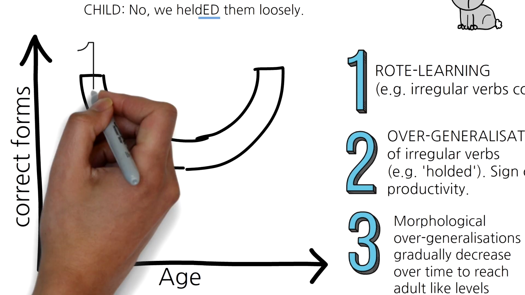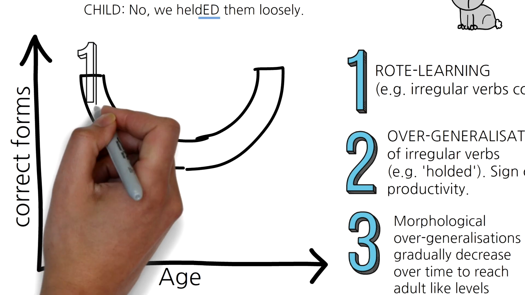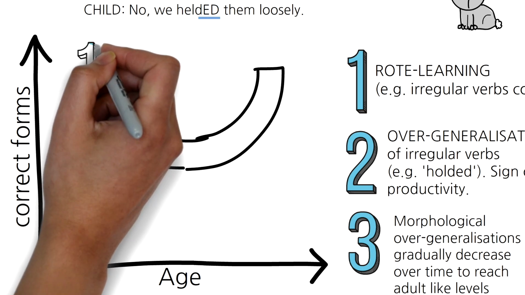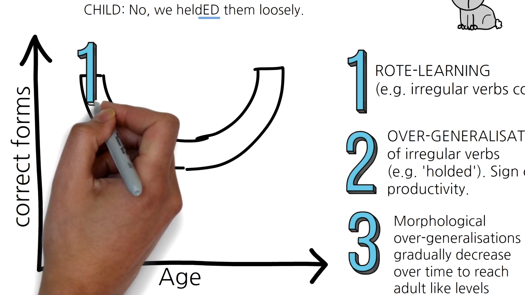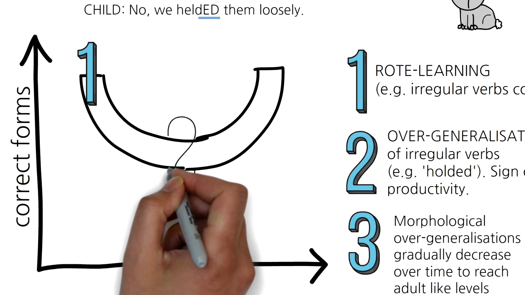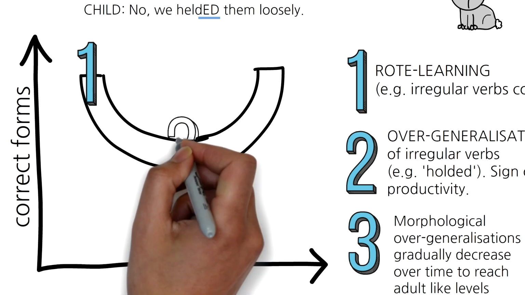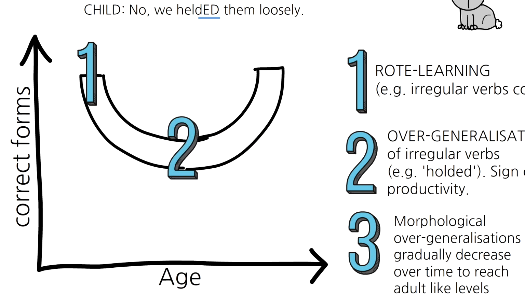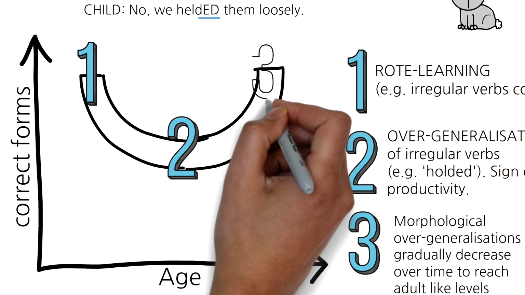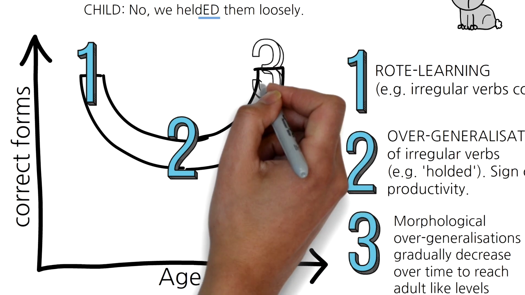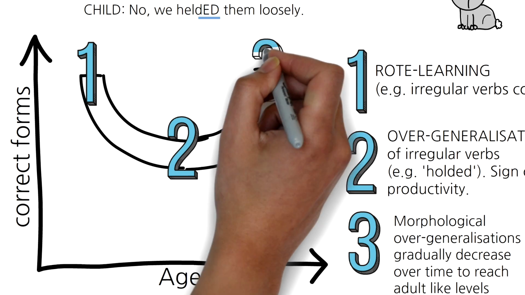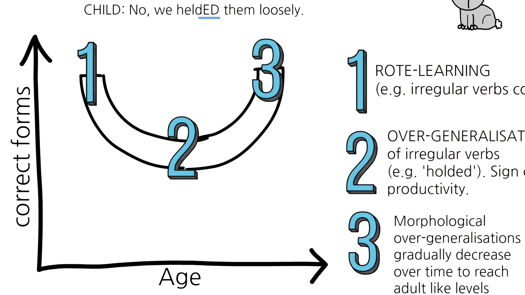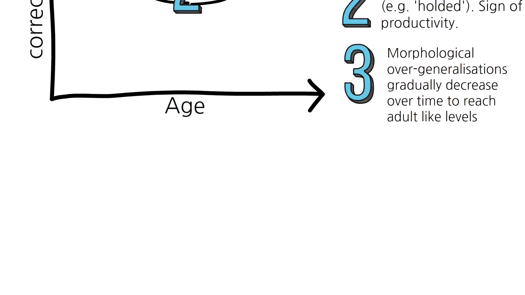So why is this called a U-shaped development? That's because when we plot on a graph how children correctly produce forms over time, we can see that between 2 years and 8 months to 2 years and 11 months, there is a very low percentage of correctly produced forms, but on either side of this there are correctly produced forms. It's just between 2 years and 8 months to 2 years 11 months that these irregular verbs are used in an incorrect way.